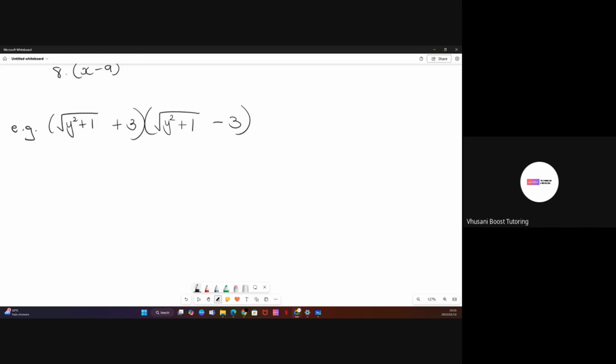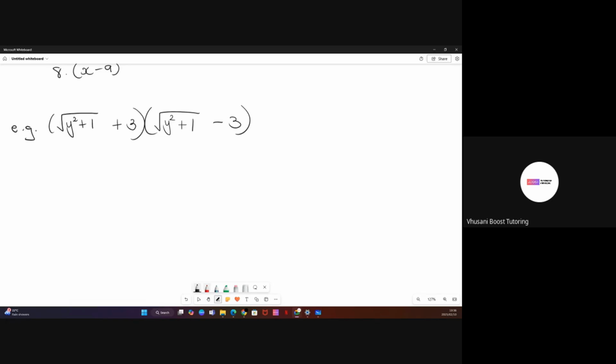Anyone else? FOIL, okay, perfect. And then difference of 2 squares, okay. None of you guys are incorrect, right? I'm glad you were able to identify this. But yes, of course, in order for us to simplify, no, sorry, this is not a difference of 2 squares.